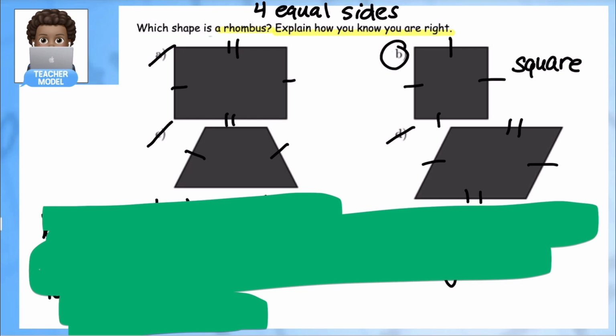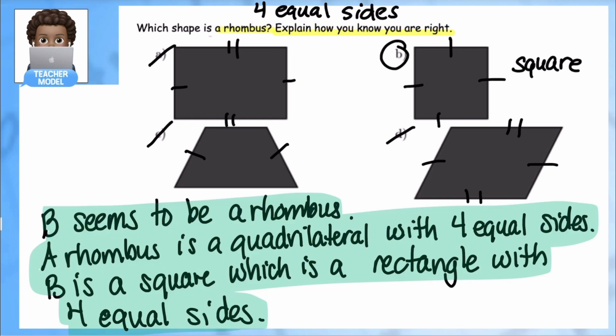So let's see if I did that. B seems to be a rhombus, so I answered the question. A rhombus is a quadrilateral of four equal sides. I explained what a rhombus is. And now connecting to our work, B is a square, which is a rectangle with four equal sides. Done. I did all three things. Answered the question, explained that term, and then reconnected it to my example. So hit pause and jot this one down into your notes.